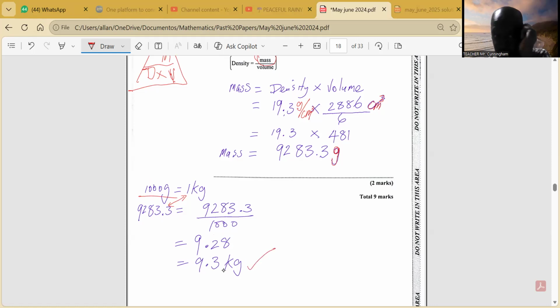To the nearest kilogram, it will be 9. I saw some people put 10, but it cannot be 10. It's not 5 or more. It's 9. It will be 9 kilograms, not 10. All right. It's closer to 9 than 10.